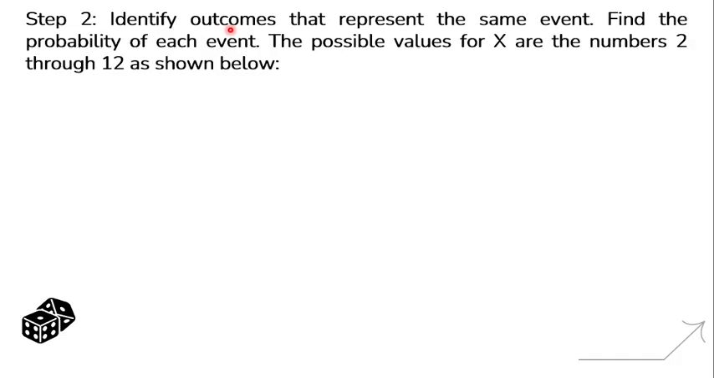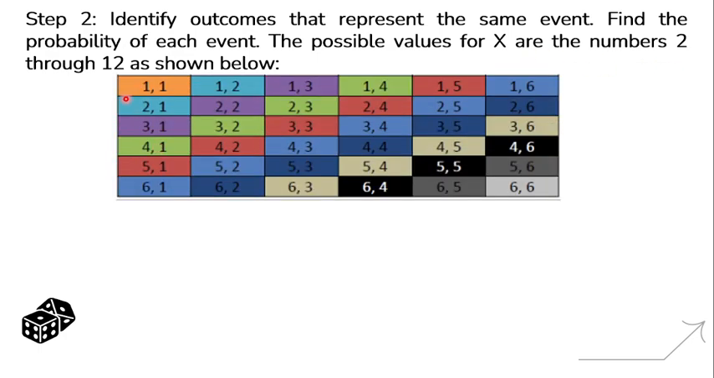So next is we have to identify outcomes that represent the same event. So we are going to find the probability of each event. So the possible values for x are the numbers 2 through 12 as shown below. Paano naging possible values sa ating x yung number 2 through 12? So again, ito yung sample space actually na ginawa natin kanina. So ito nga, maaaring sa land ng first die natin is 1, sa second die is 1, dito din is 1, or pwede rin sa second die natin is 2.